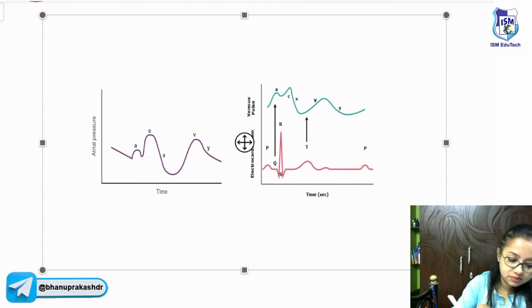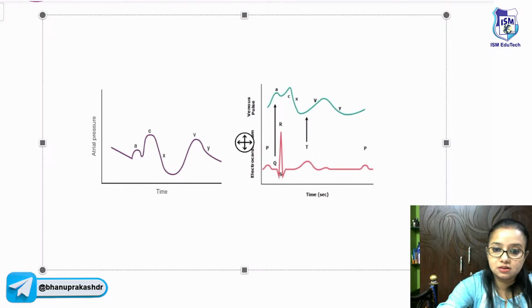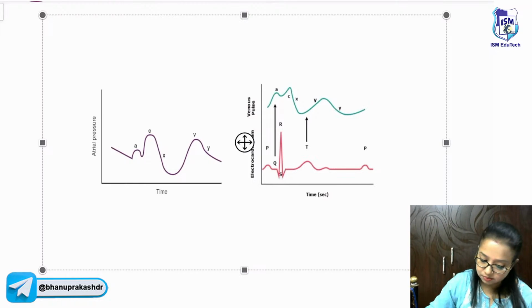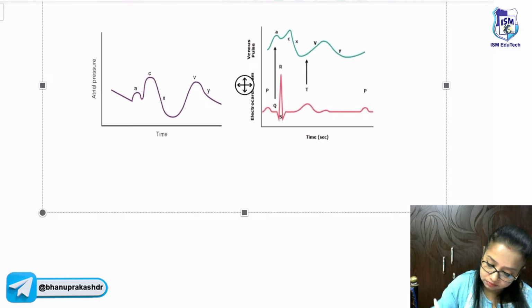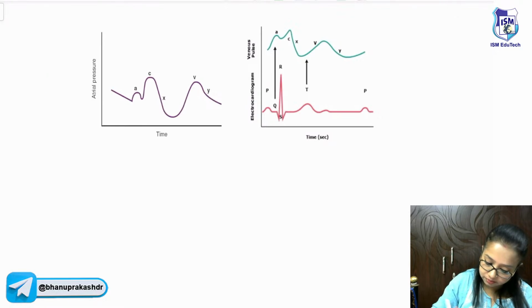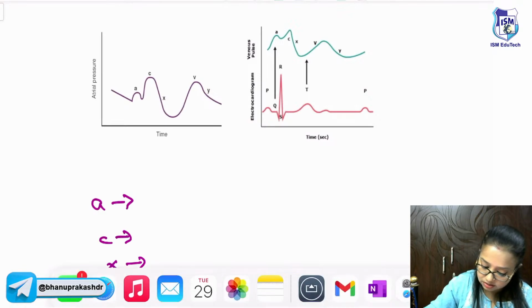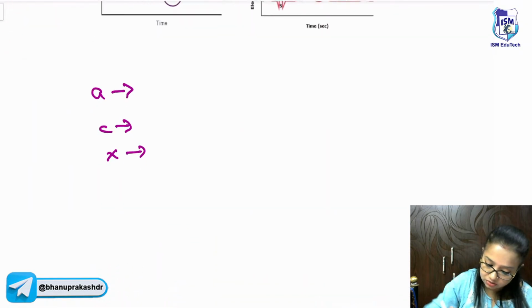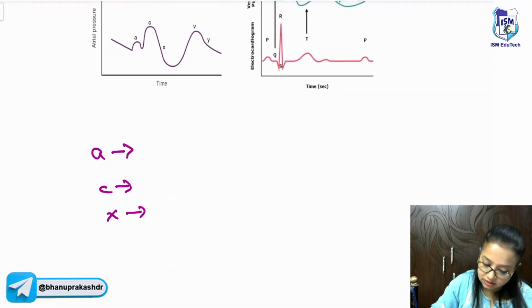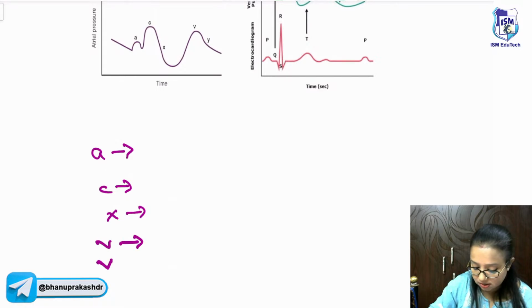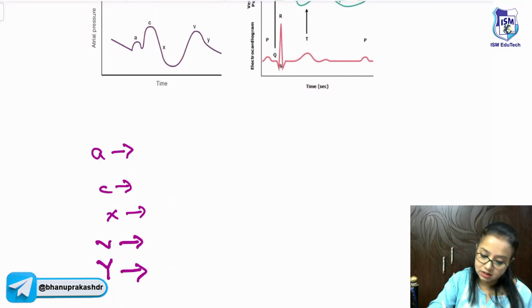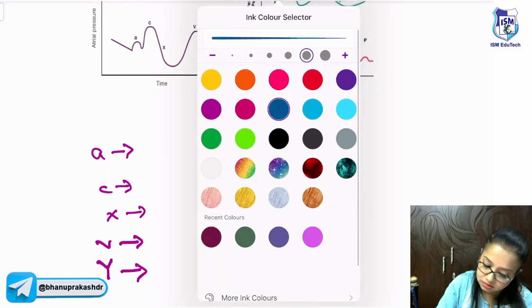Now the waves that we get in the atrial pressure change are A, C, X. X is a descent actually, means a slope kind of a thing. B and Y. Now what causes these waves?